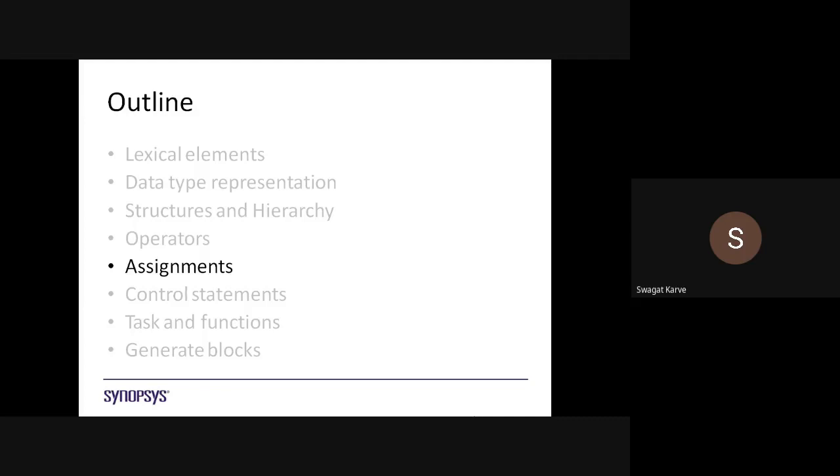Okay, now this is about the operator. Now what about the operands that we have used?